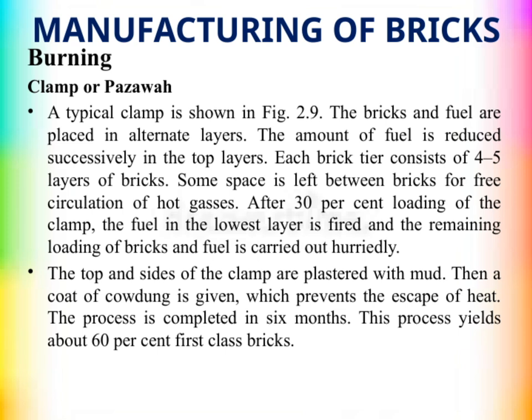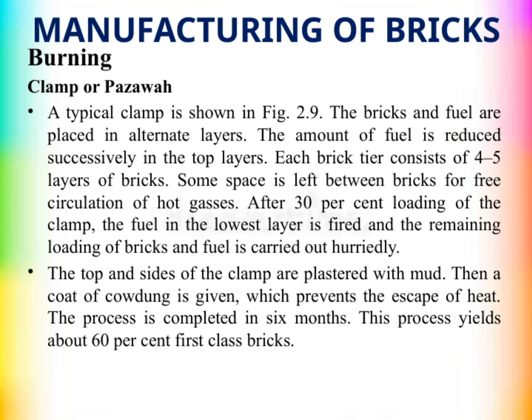Each brick tier generally consists of about 4 to 5 layers of bricks, and it's important to leave some space between the bricks. This gap allows hot gases to circulate freely, ensuring even burning and proper firing of the bricks. Once the clamp is about 30% loaded, we ignite the fuel in the lowest layer. After that, the remaining bricks and fuel are added quickly to complete the load.